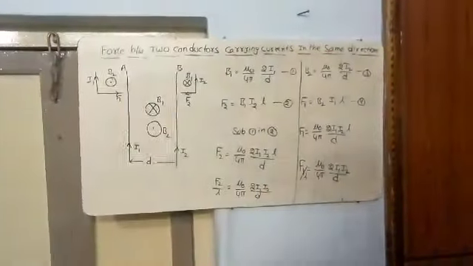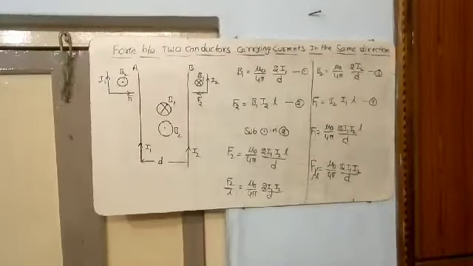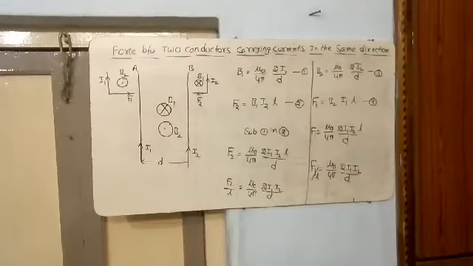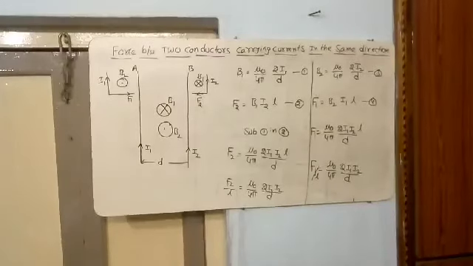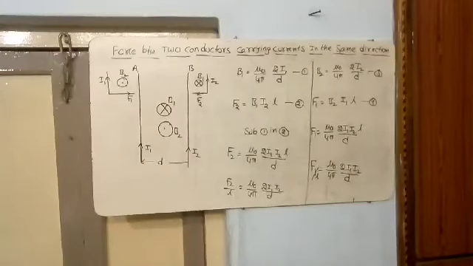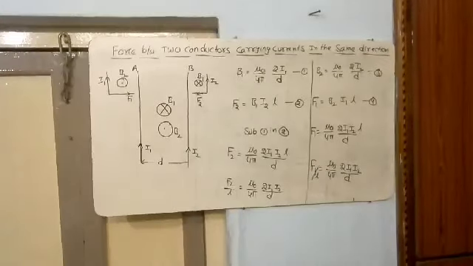Now see, once again all of you see the explanation part. Here I am taking two conductors, A and B. In conductor A, I1 current is passing. In conductor B, I2 current is passing. The distance between those two conductors is D.